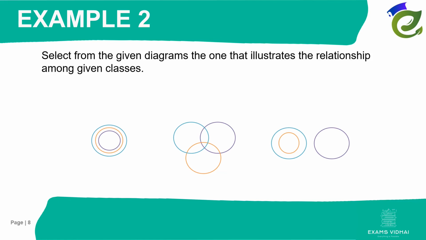Now we move on to the second example. In this example, there will be some questions and we need to find the Venn diagram that best explains the relation among the elements in question.